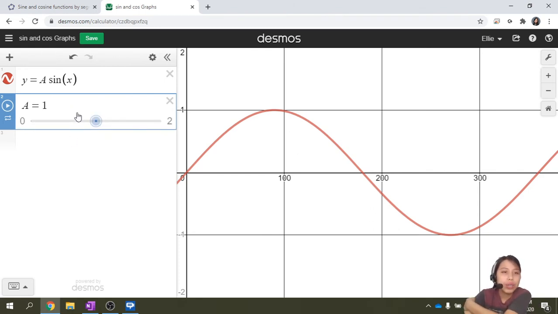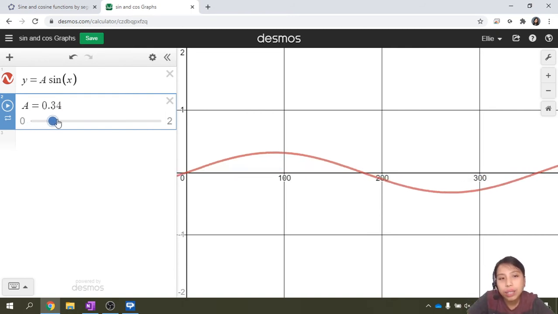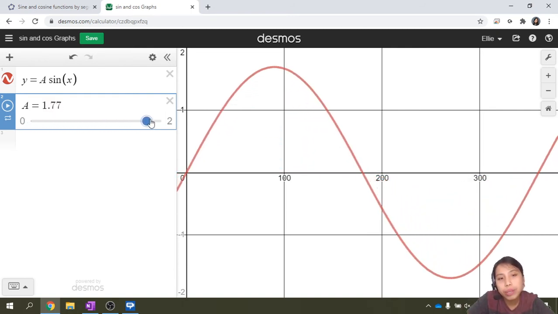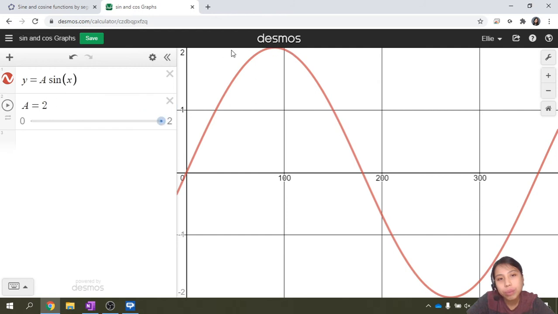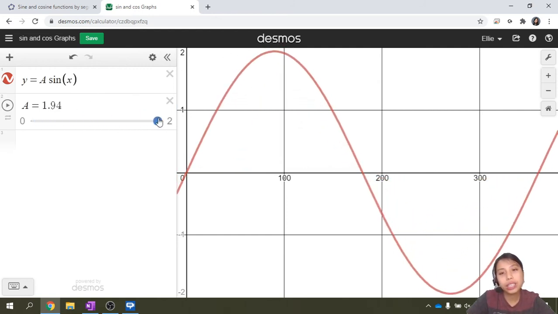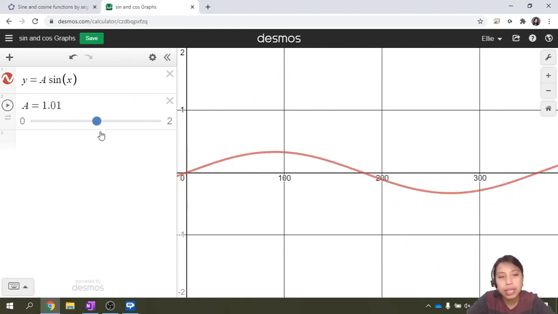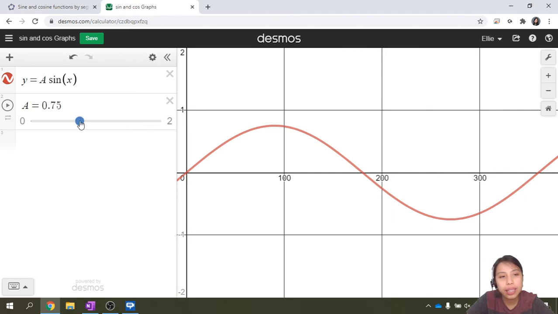Okay, so I can change my amplitude. If it's 0, then there's 0 amplitude. If I go bigger and bigger, then the amplitude is bigger. If it is 2, the amplitude up here is 2. So you're basically squashing and stretching the graph vertically. You see, vertically it changed, depending on what number I put in the A here.